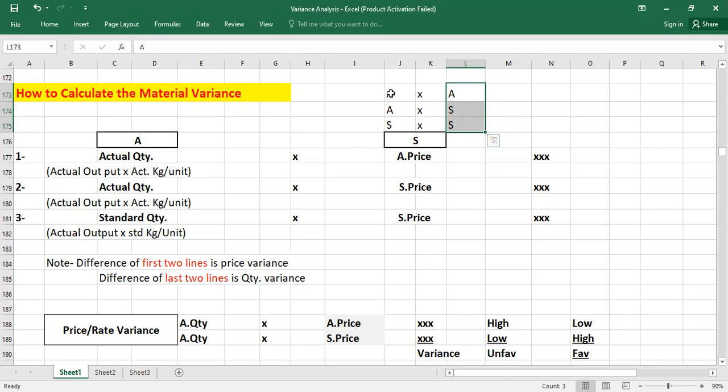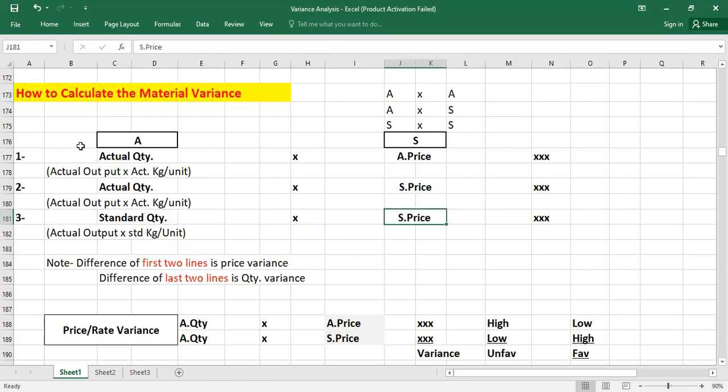Now we can write the formula. For example, this line I'm going to draw here will be actual quantity times actual price. And second, I'm going to draw this line there. So we have again actual quantity times standard price. And third is S times S, meaning standard quantity times standard price.